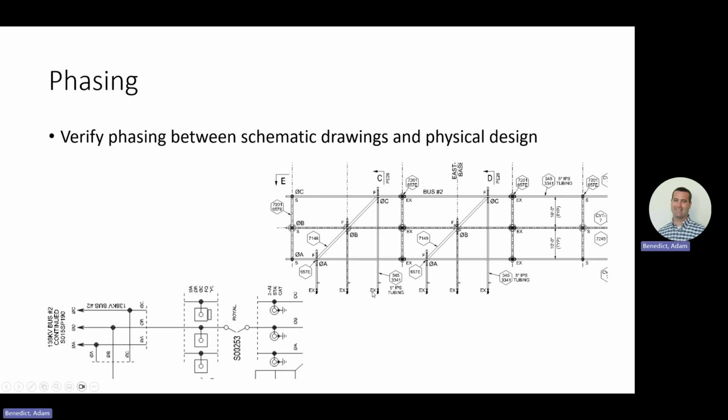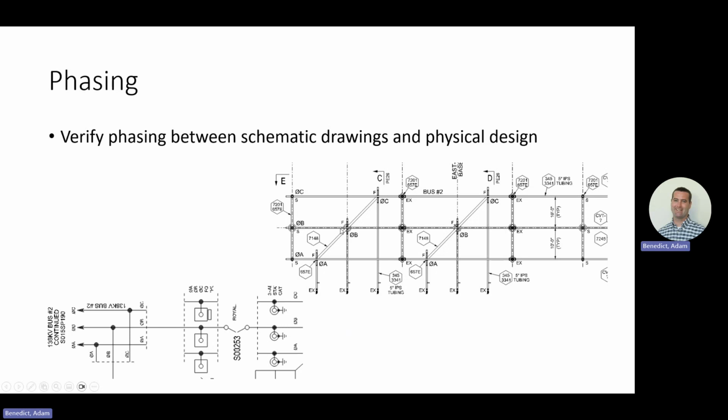Phasing. I hit on that, but this is the number one design coordination issue between protection and control and substation physical design. So here you have what's called an EA. You see here we have our phases A, B, C, A, B, C. It's either A, B, C, or 1, 2, 3 generally.